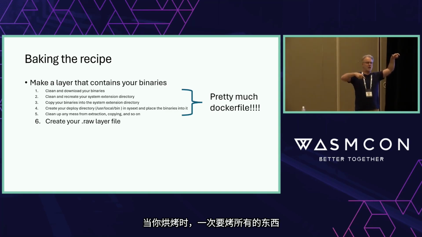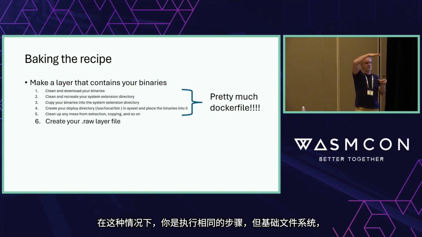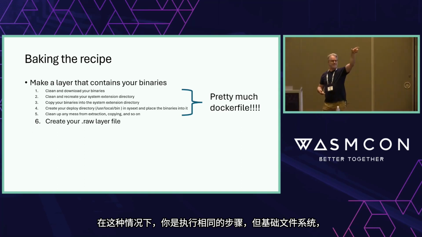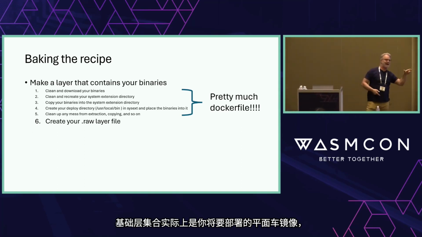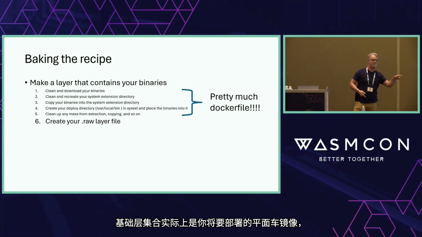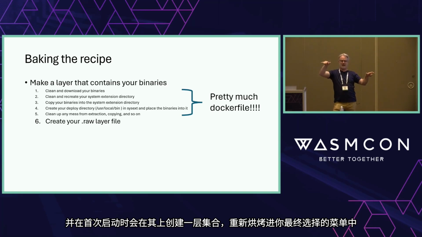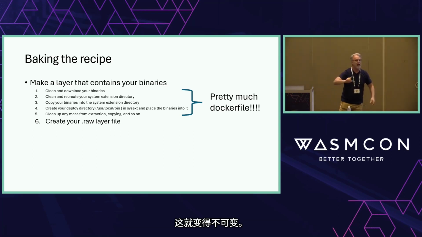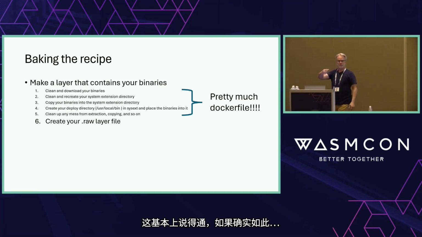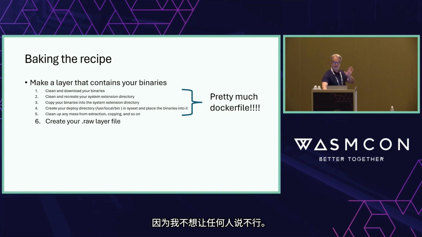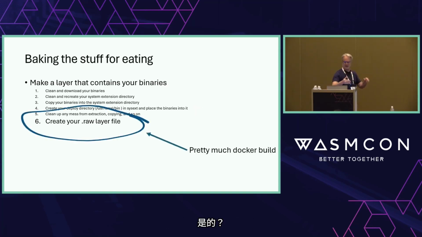And so when you bake everything at once, okay? In this case, you're doing the same steps, but the base file system, the base layer collection, is actually the Flatcar image you're going to deploy. And so those things already exist, and you're creating a collection of layers that on first boot will be laid on top of that, rebaked into the final menu you've selected, and that becomes immutable. That mostly makes sense? And if it does, because I don't want anybody to say it doesn't, that would be bad for my timing, right?